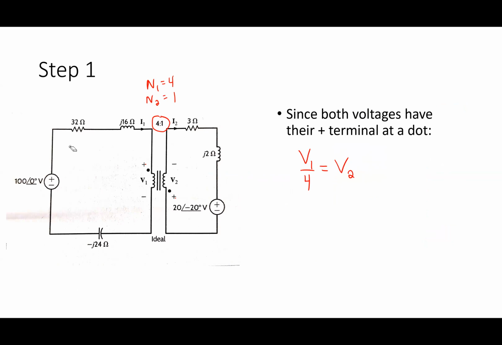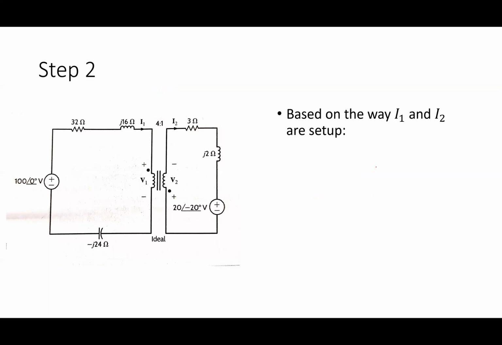Any other questions about how I got to this? Okay, let's keep going. I get to my step 2, which is basically to sum up the powers. We said P1 plus P2 always has to equal 0. We have also determined that V1 over 4 is equal to V2 over N2, which in this case is simply V2.